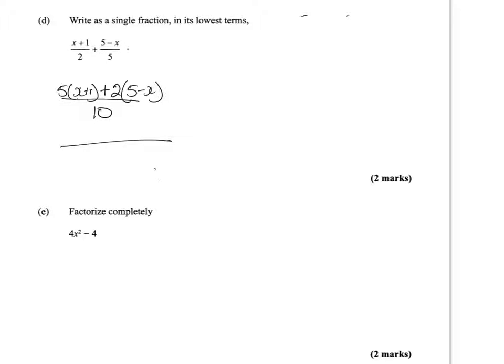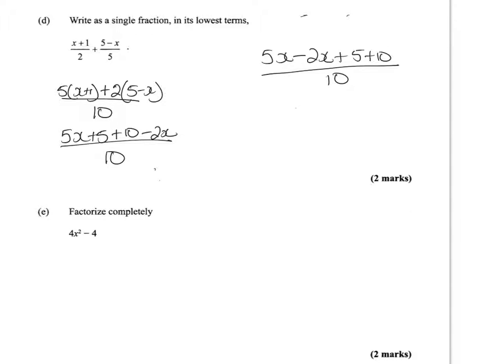So we then expand the numerator, and we get 5x plus 5 plus 10 minus 2x. So that will give us 5x minus 2x plus 5 plus 10 all over the denominator. And that gives us 3x plus 15 all over 10.